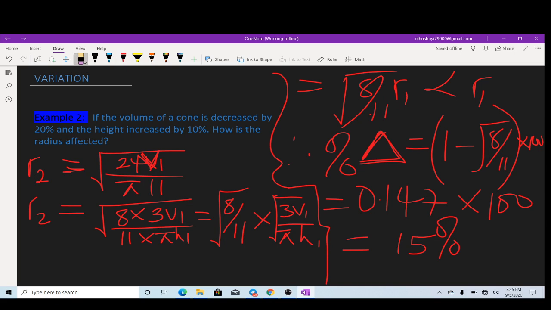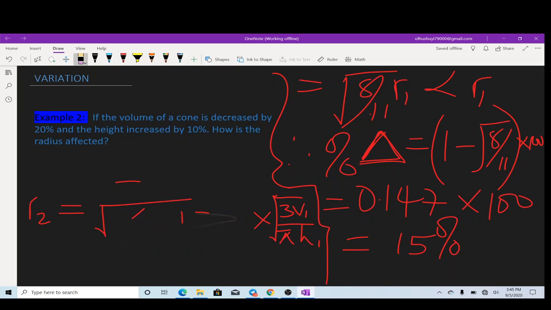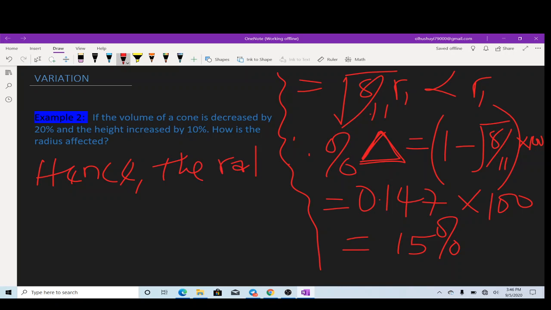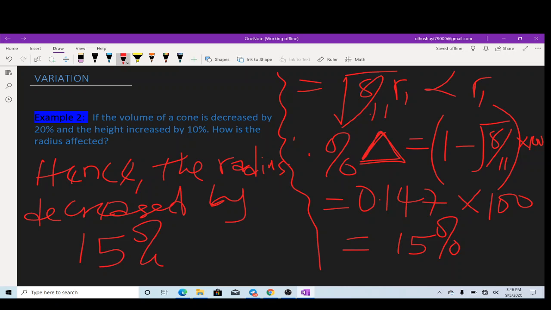And what does that mean? Hence, I can say, hence, the radius decreased by 15%. So that is the answer to the question.